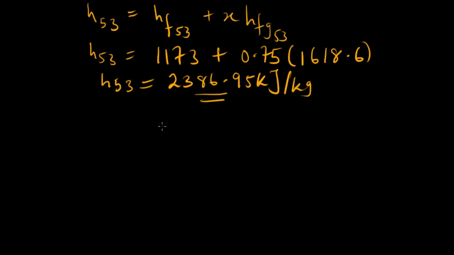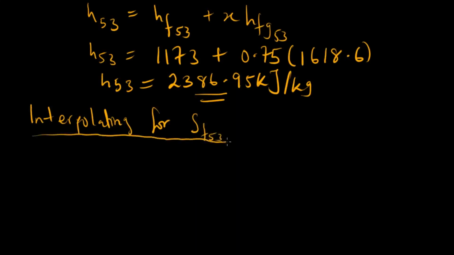So we'll move on to the next one. The next one is the entropy, specific entropy. So same thing happens in that specific entropy. So interpolating for sf53, the same thing happens here.